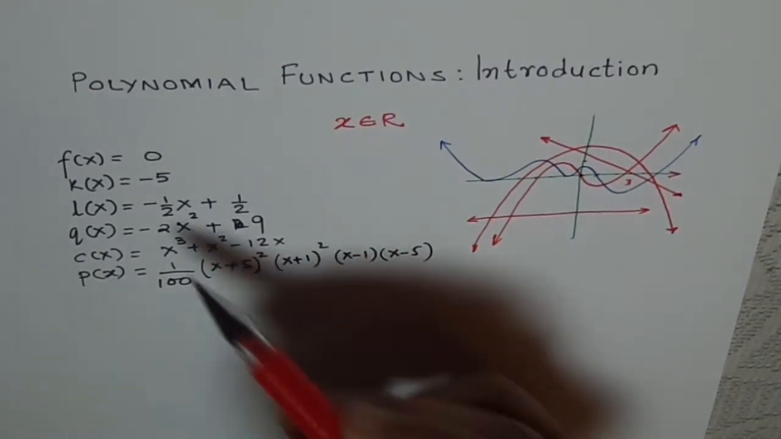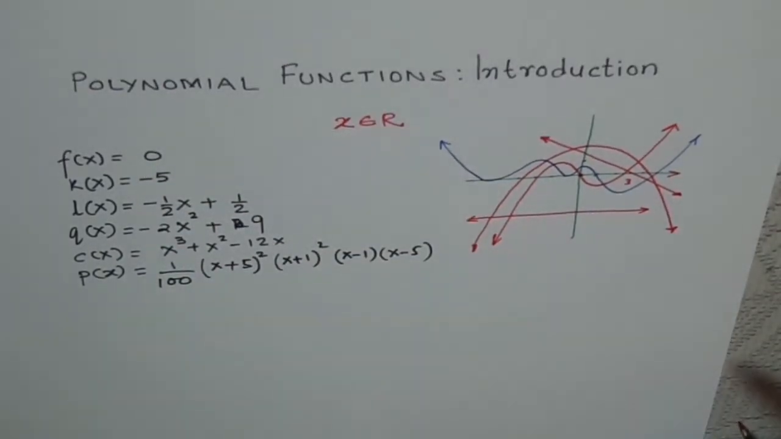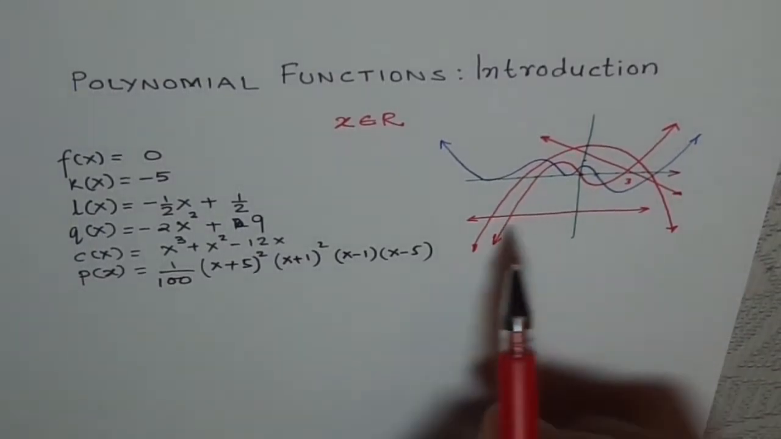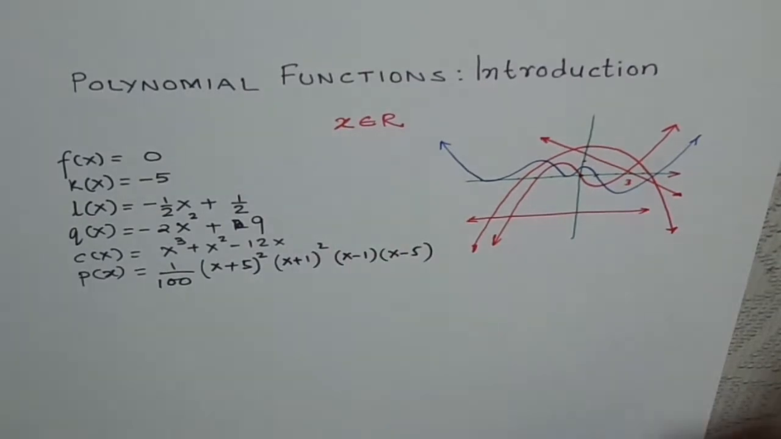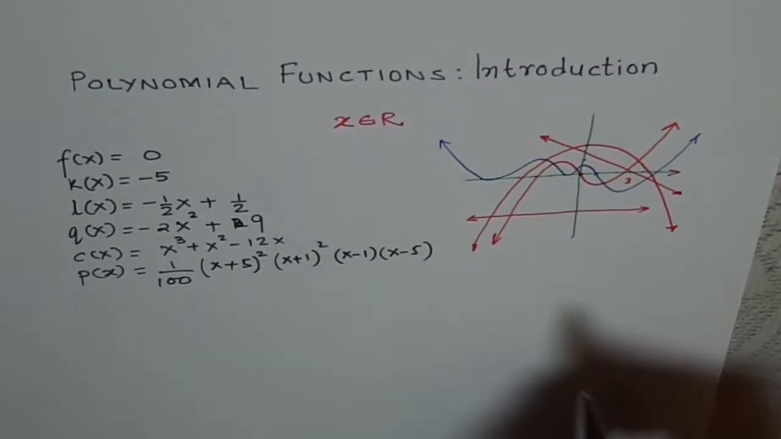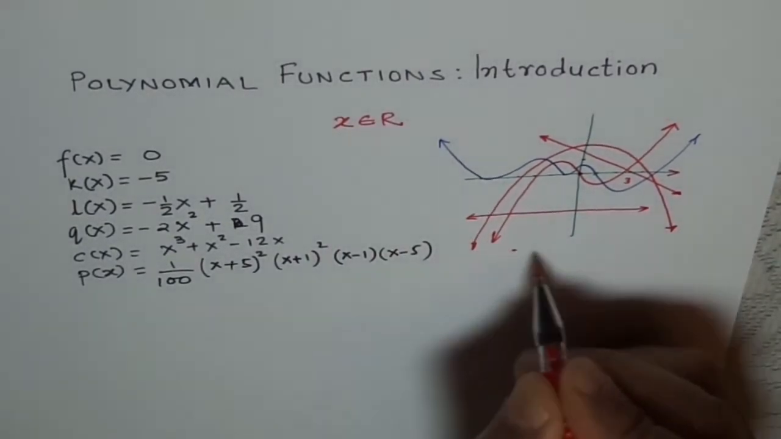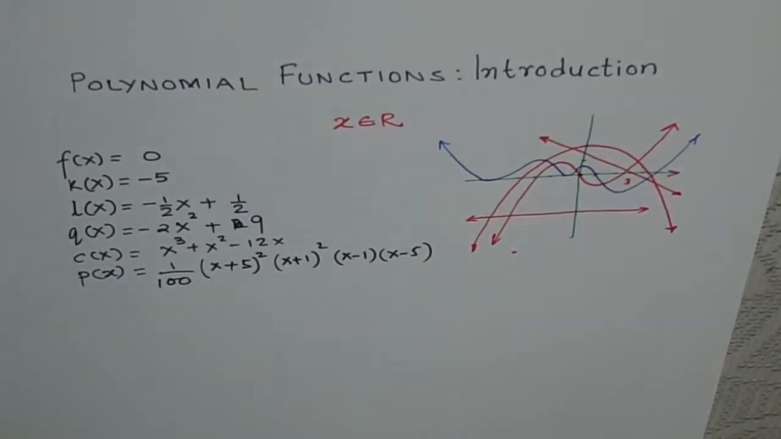Let's see similarities between all this. Well, one similarity is obvious. All are continuous functions. Here the domain is x belongs to real numbers. So the first thing we saw here is that they are continuous functions.